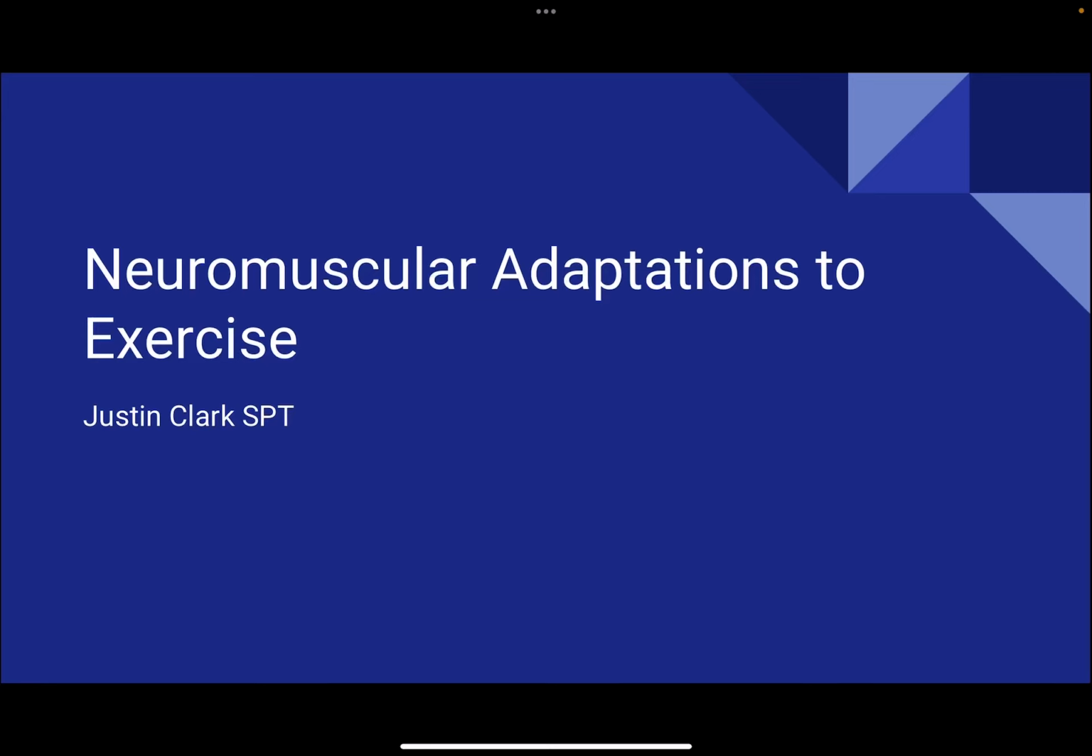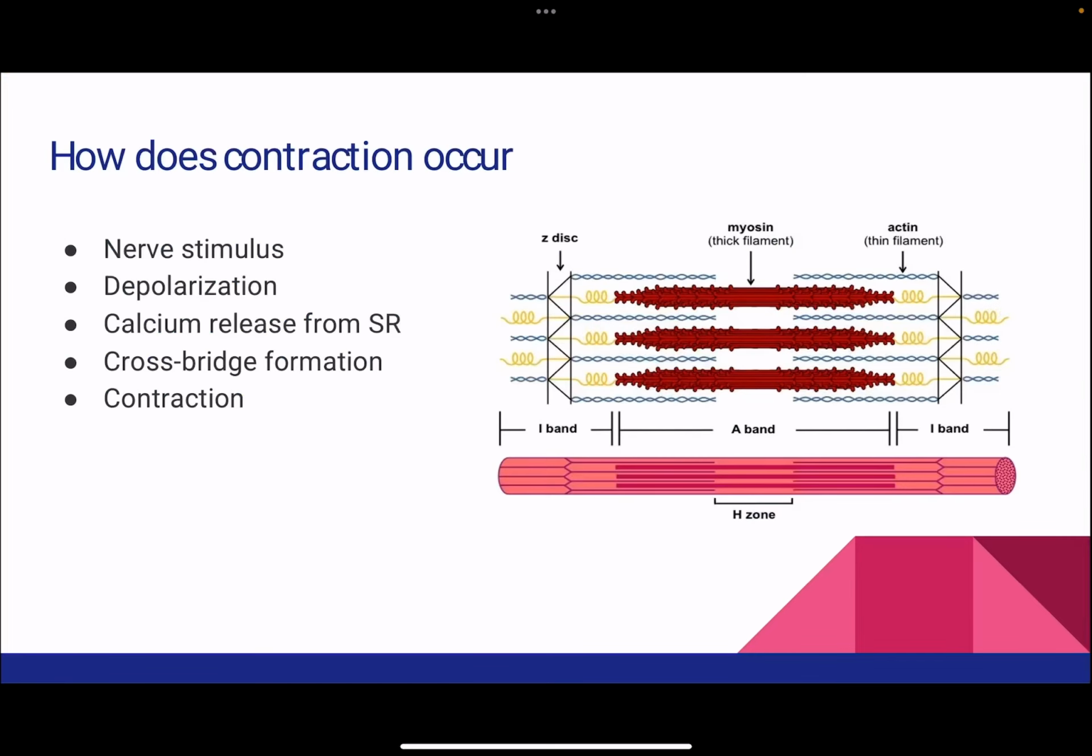Hello, my name is Justin Clark, student of physical therapy, and today I will be talking about the neuromuscular adaptations to exercise. So before we get started, I think an important question to answer is how do muscle contractions occur?